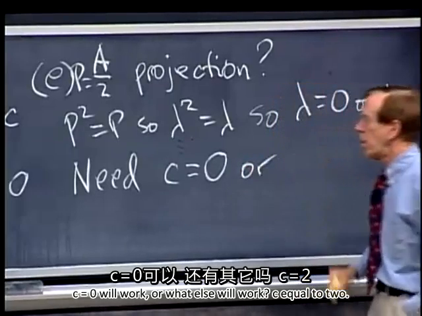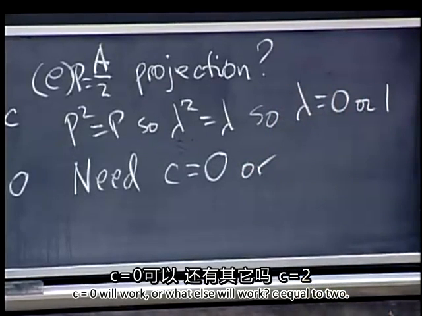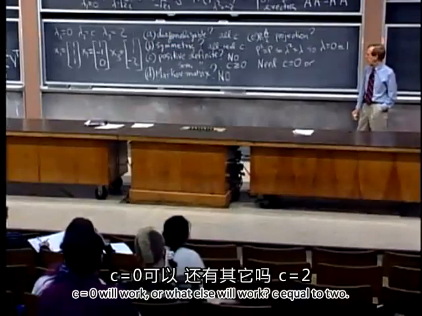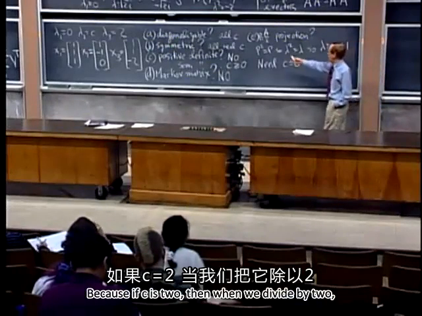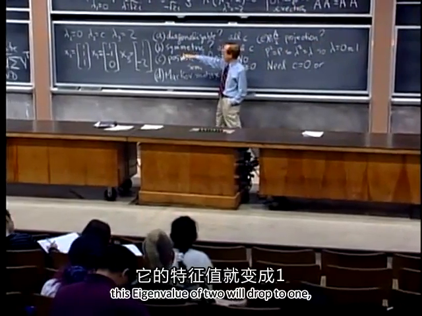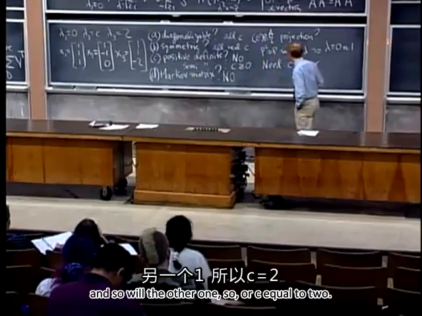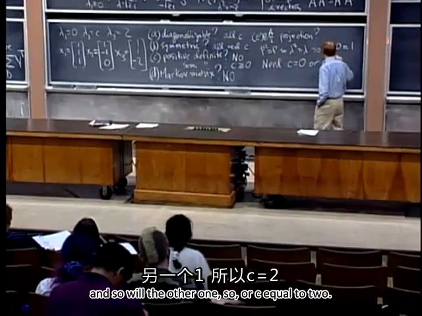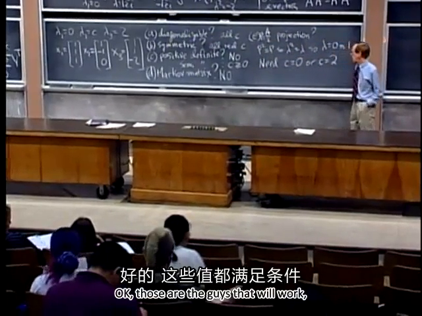or what else will work? C equal to 2. Because if C is 2, then when we divide by 2, this eigenvalue of 2 will drop to 1, and so will the other one. So, or C equal to 2. Okay, those are the guys that will work.